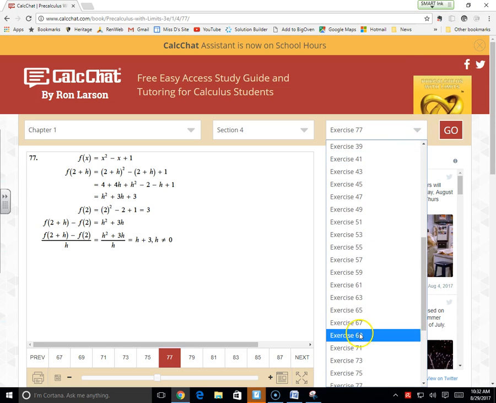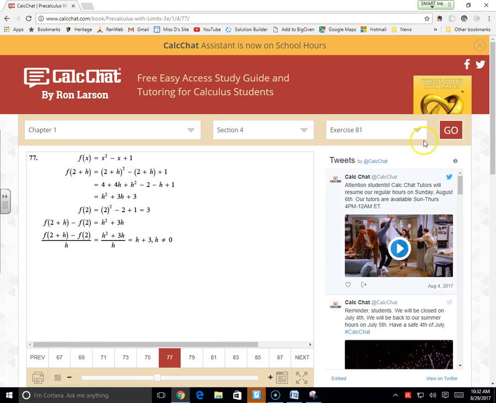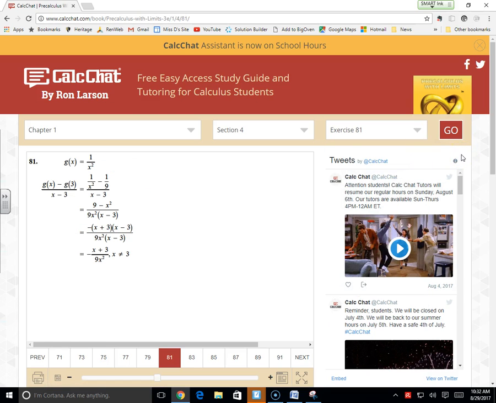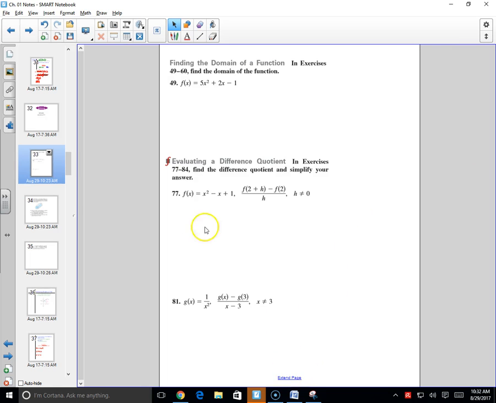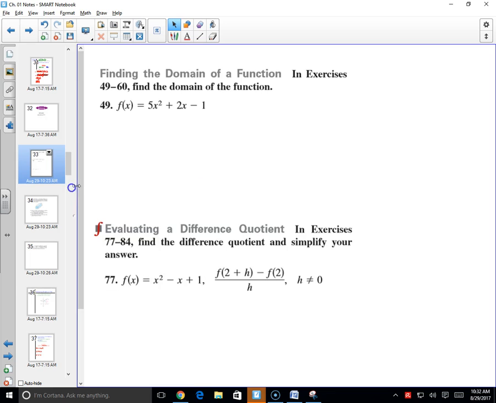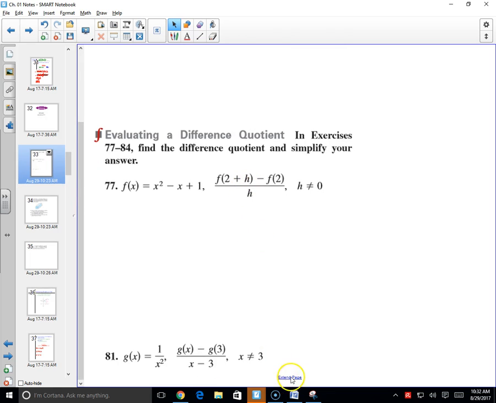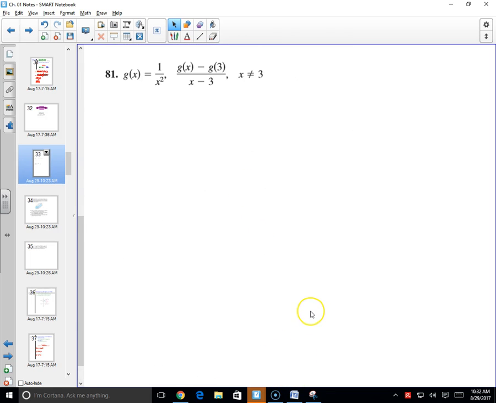But what's weird about number 81? He was weird. I totally agree. Why is he funkier? G. Well, okay, there's a G, but what else? These are fractions. If you guys don't mind, I'm going to show you CalcChat real fast. Just let's see if they showed their work pretty well.